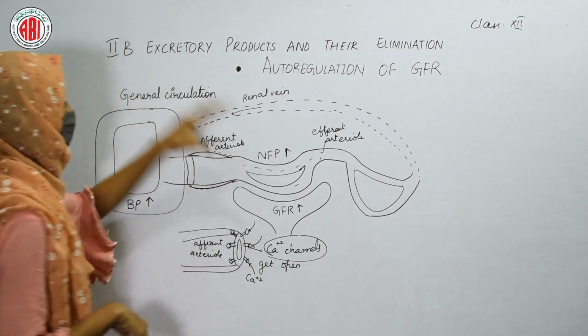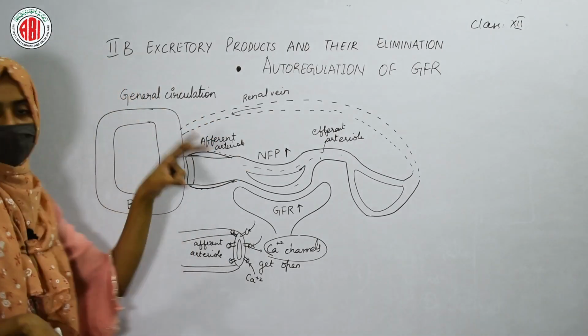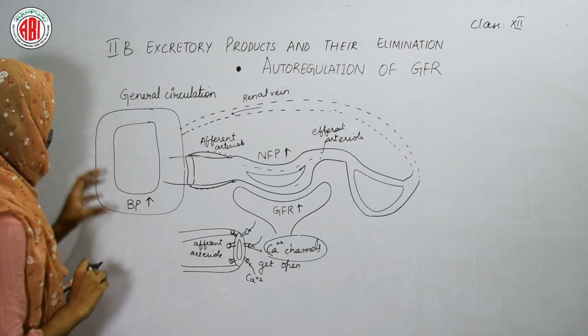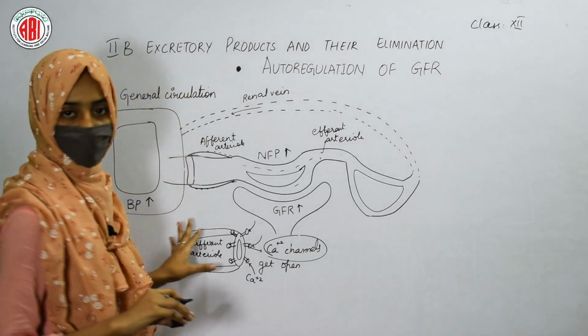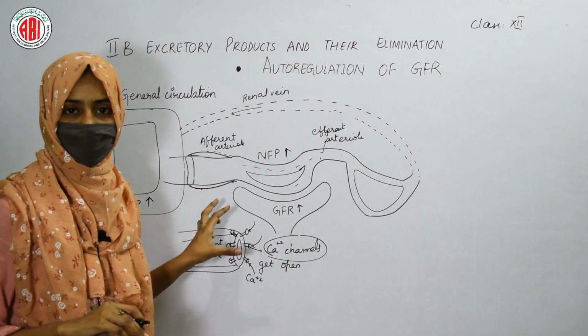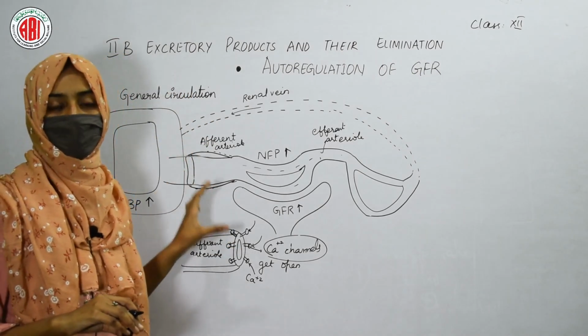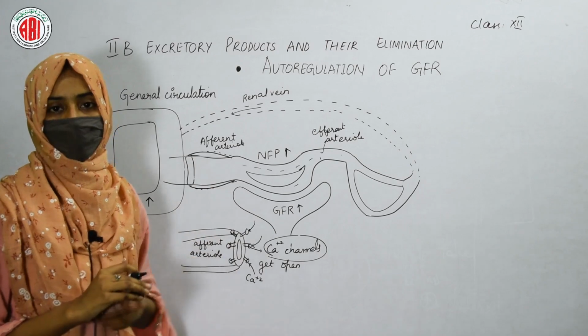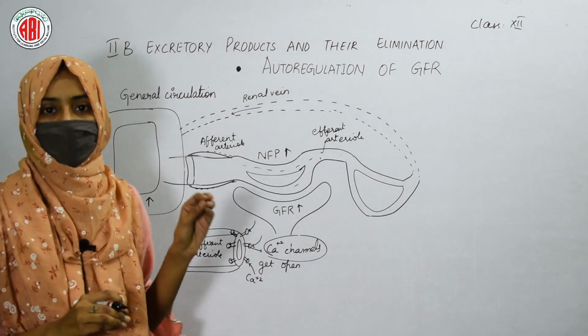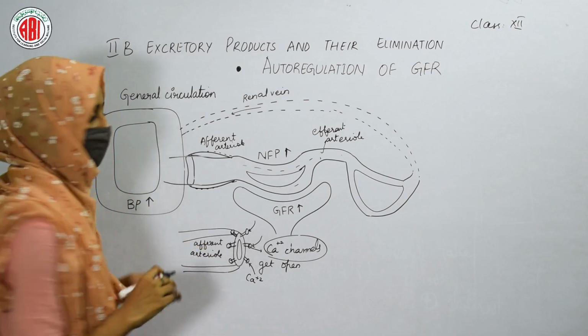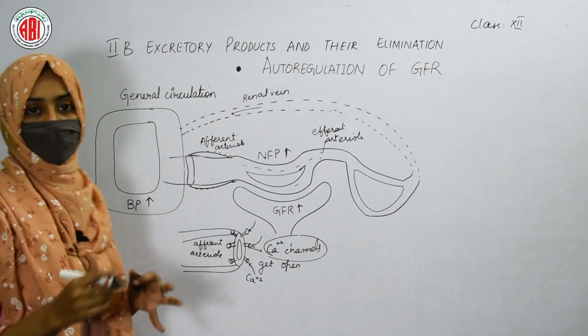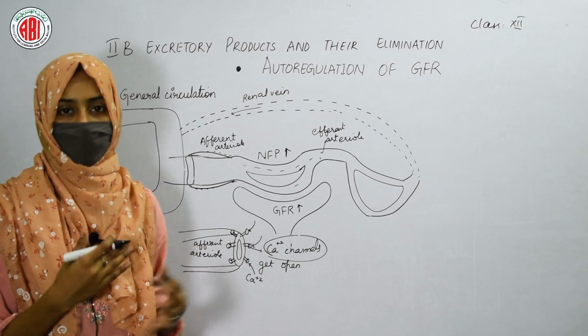This is how the circulation occurs, and this is how, when the blood pressure is high, the auto regulation of GFR takes place, and the kidneys help to maintain the blood pressure in the structural and functional unit, that is in the nephron, so that frequent urination does not occur.